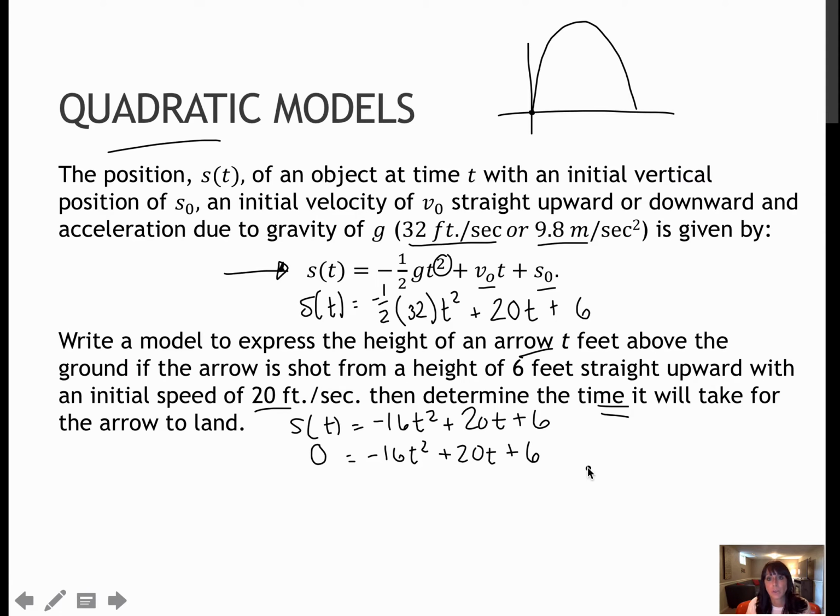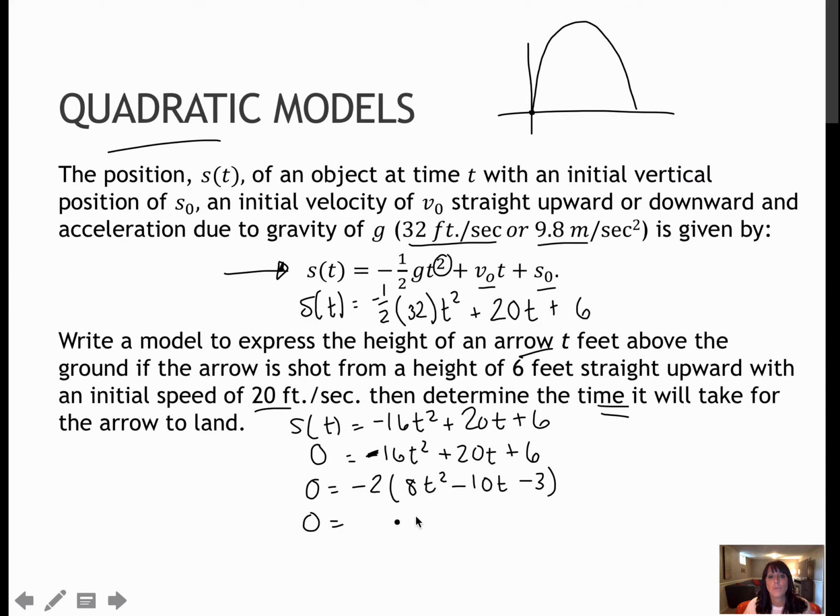For this particular question, I see I've got a lot of whole numbers, which is nice. I might try to go ahead and factor this. I'm going to take out a common factor first, and whenever I have a negative in front of my leading coefficient, I'm always going to take that out. In this case, I also see that all of my values are even, so I'm going to take out a -2 rather than just a -1, which leaves me with positive 8t squared, a -10t, and a -3.